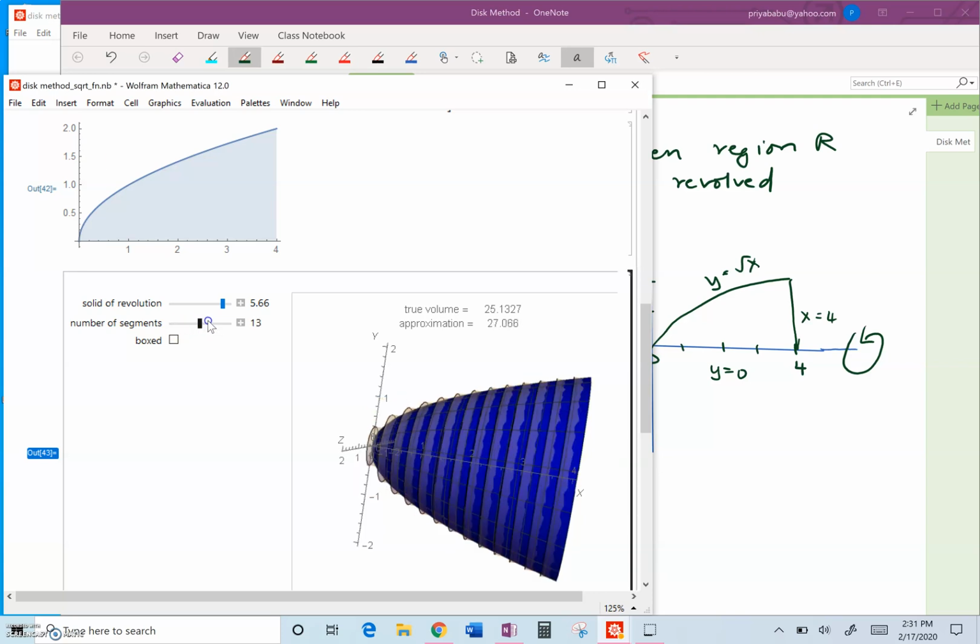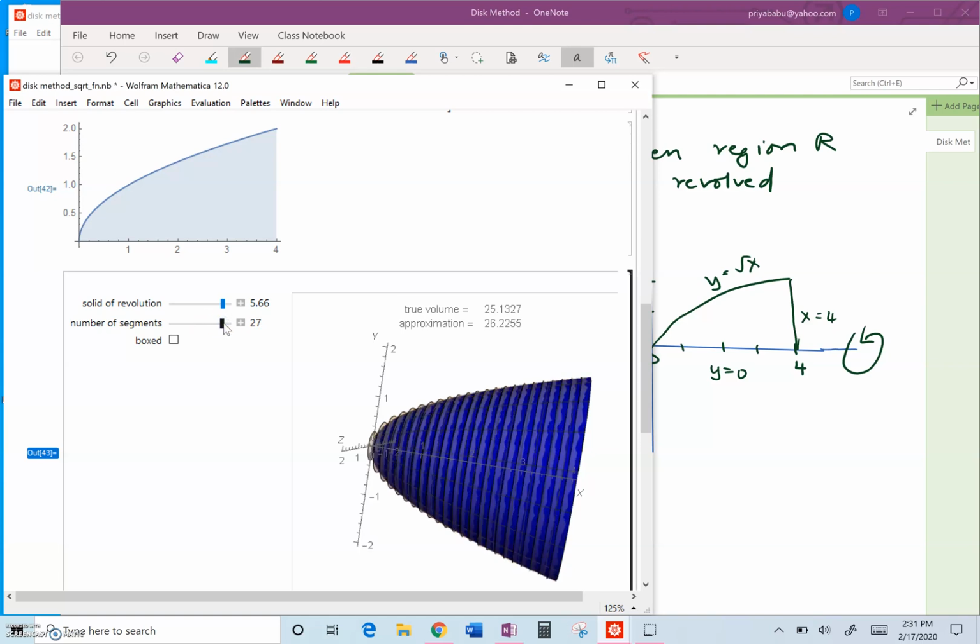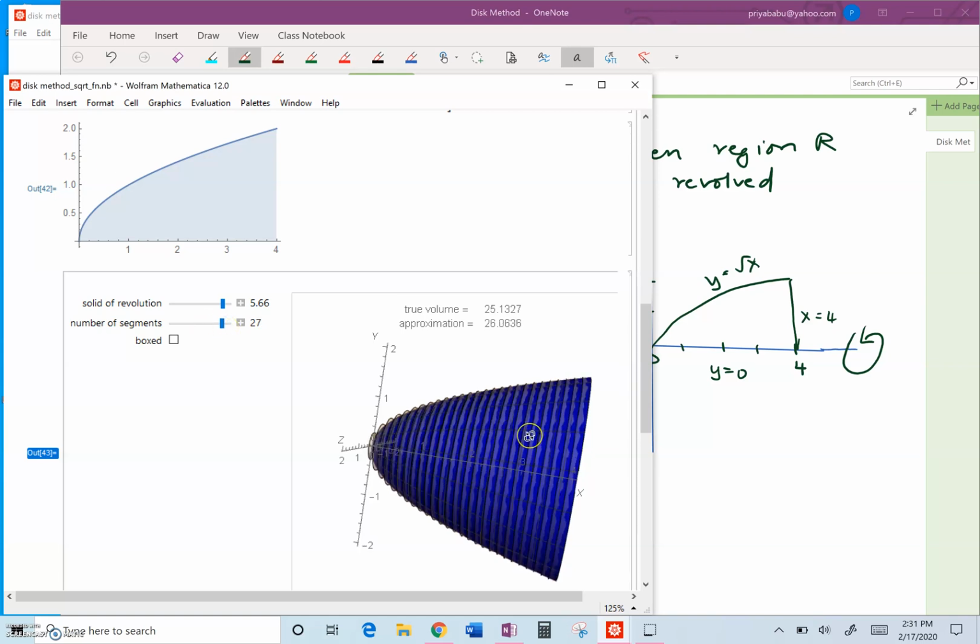We keep on slicing into extremely thin disks, and as the number of disks becomes larger and larger, here we can see the actual volume with the approximation. The approximation is the sum of the volumes of the disks. Note that each disk is going to be a cylinder, and then we apply the cylinder formula to all of these disks and add it up to get an approximate volume. But as the number of disks becomes larger and larger, the approximation gets better, and it becomes the actual volume when the number of disks goes to infinity.